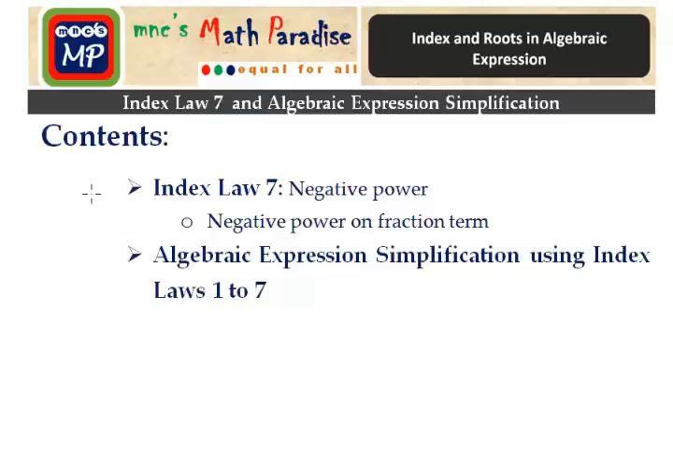In this lesson video, we will first introduce index law 7 regarding negative power. Here we will consider two scenarios: negative power on a normal term and negative power on a fraction form term, that is where both numerator and denominator are within the scope of a negative power. And then we will practice a number of example problems on algebraic expression simplification using index laws 1 to 7, that is all the laws that we learned so far.